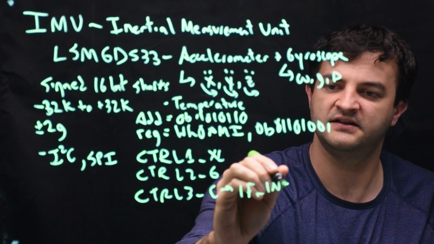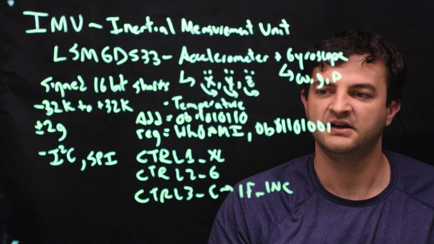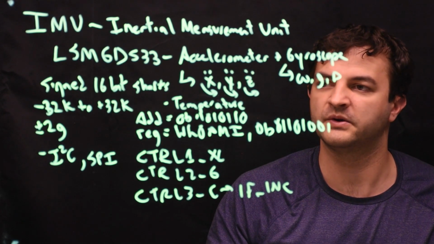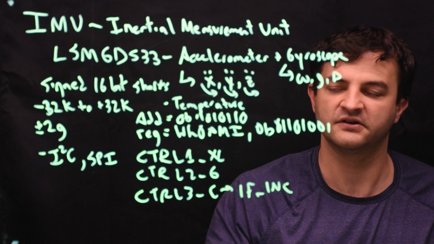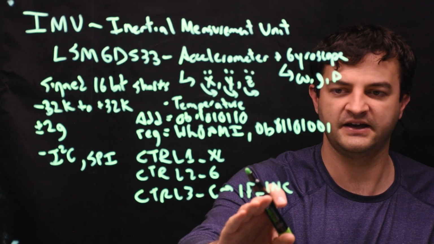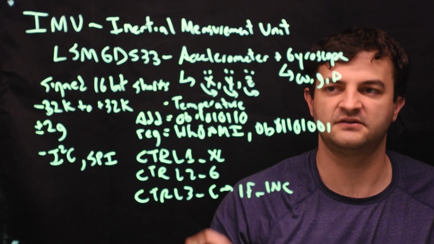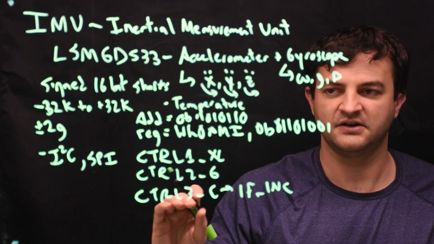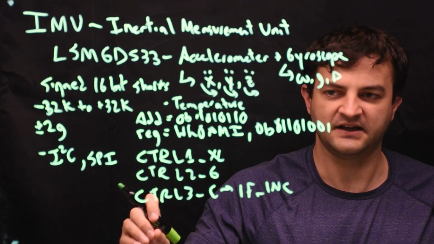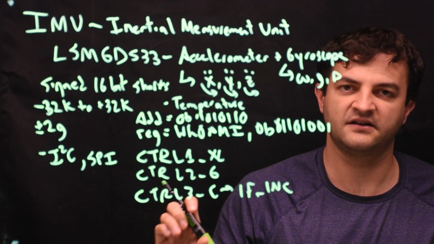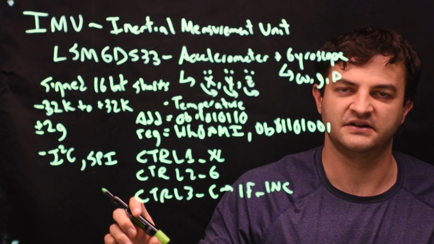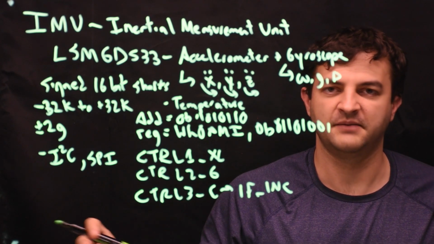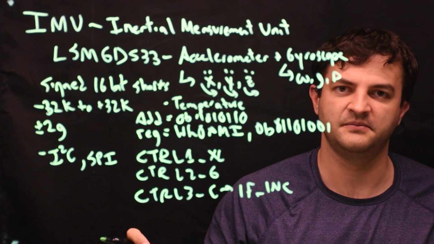IF_INC. This is an important register because by default, when you talk to this chip, it only wants to tell you one thing. So when we read from one register, it will tell us one register. If we set the IF_INC bit to a 1, and we read a register and then read again, it will tell us the data that is in the next register. So by reading from the chip multiple times in a row, we will read out sequential bytes of memory.